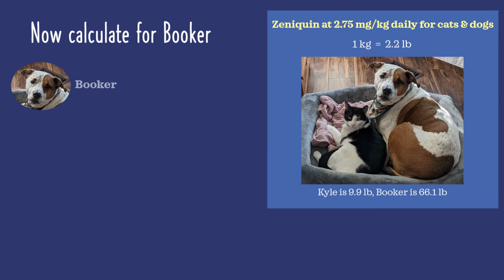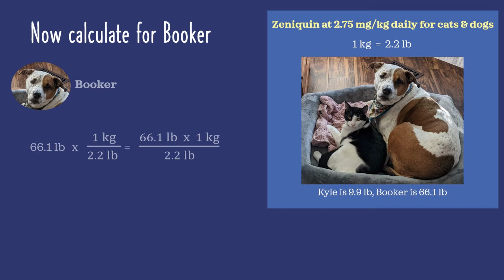Next, let's apply the same logic to calculate Booker's dose. He weighs 66.1 pounds. Booker's a chonker. We will multiply his weight by a conversion factor in order to describe his weight in kilograms instead of pounds. This conversion factor works because the value on top of the fraction is the same value as on the bottom of the fraction. Thus, this fraction equals 1. And when we multiply it through, the pound units will cancel.